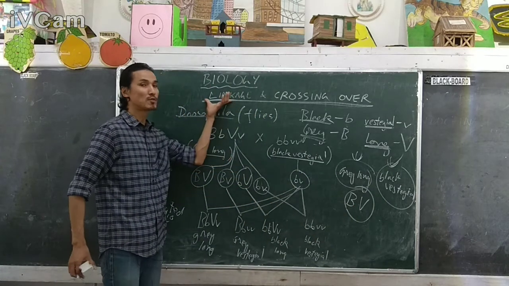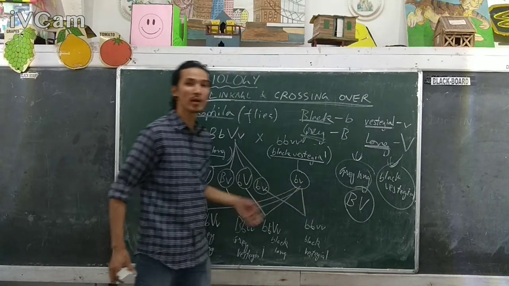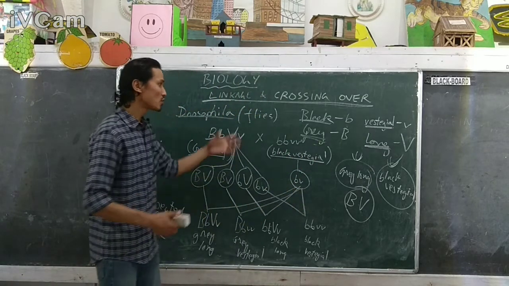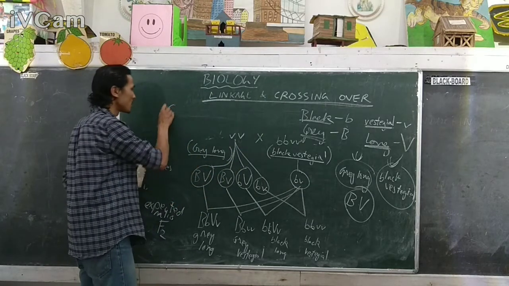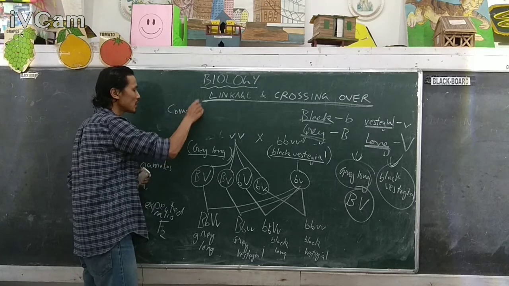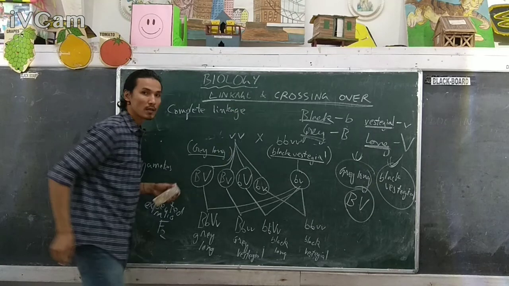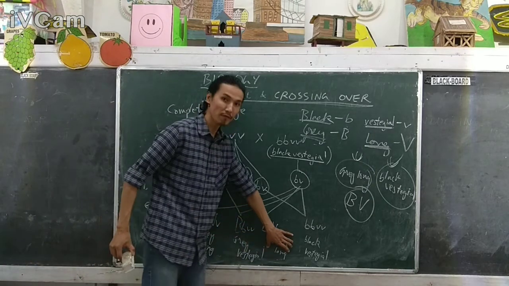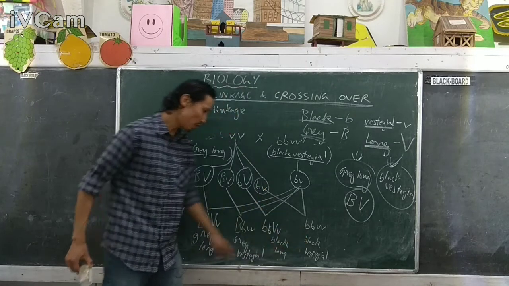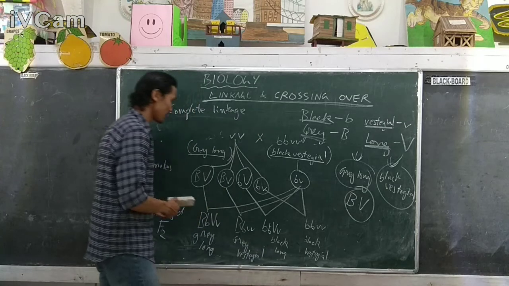So this is what it means by linkage, the tendency of genes to remain together. They do not separate out during gamete formation. So this example is also a type of complete linkage. That means the genes are completely linked. We do not get any sort of intermediates between the main offspring. We get only gray long and black vestigial.